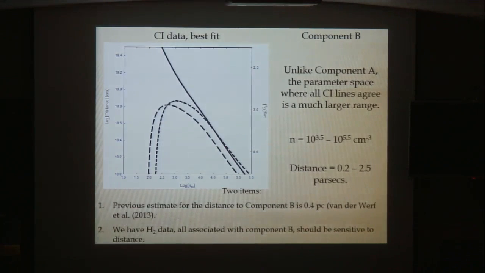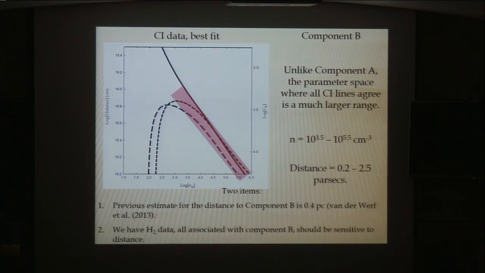Now, when we compare to observation, we have, here again, the central values for the observed. There is a sizable region. It's not as clear. It's not almost to a point. This whole region would, within a sigma, be able to reproduce the C1. But we have one extra constraint for component B. We have the excitation diagram from molecular hydrogen. And previous estimates of the distance of component B is 0.4 parsecs, which would put it right about here. So this model would agree with that distance right about there for the C1.